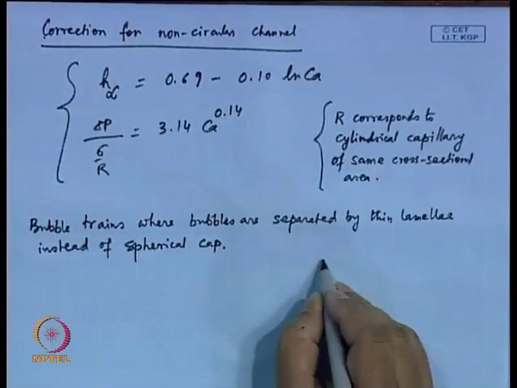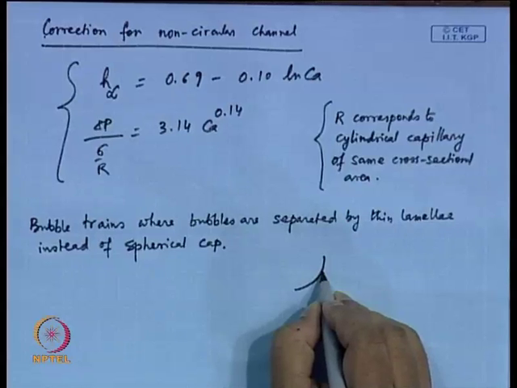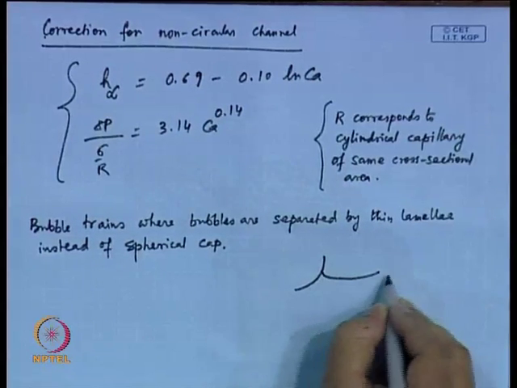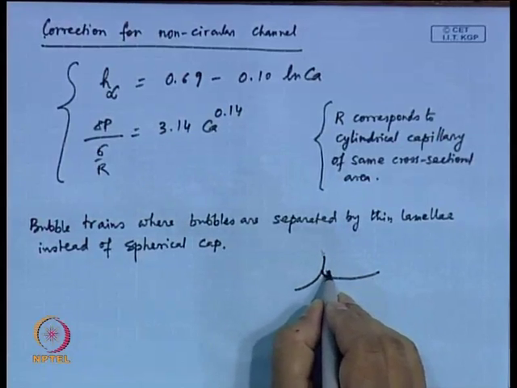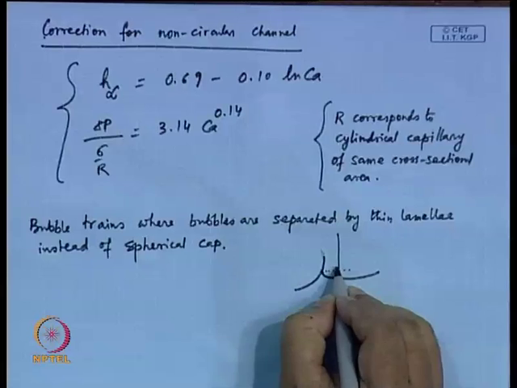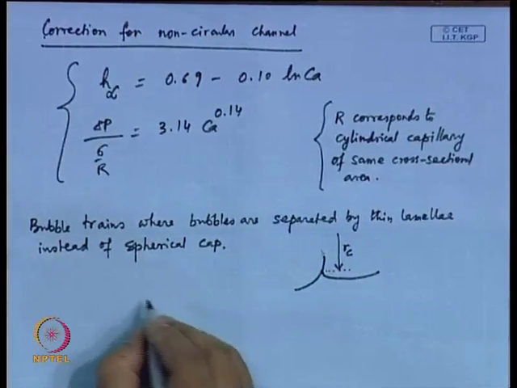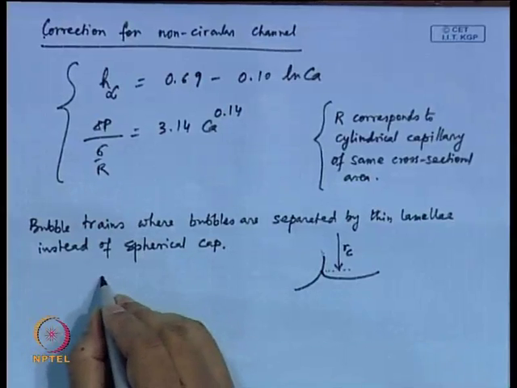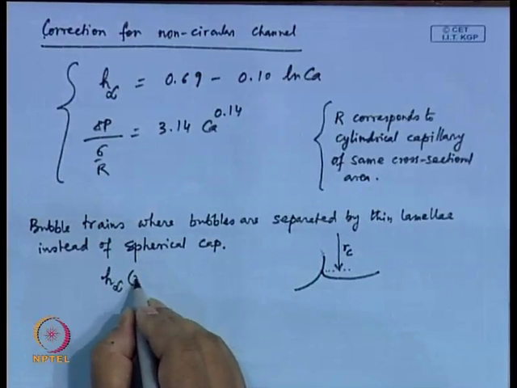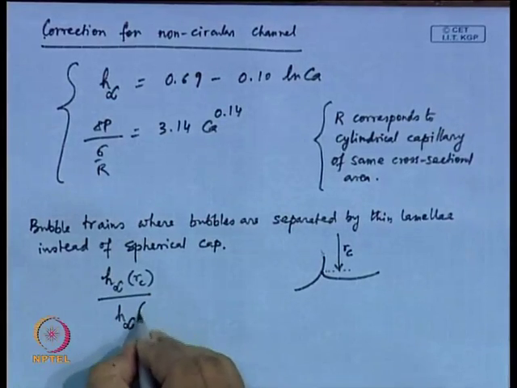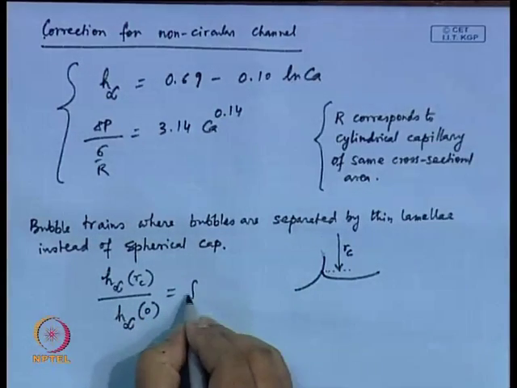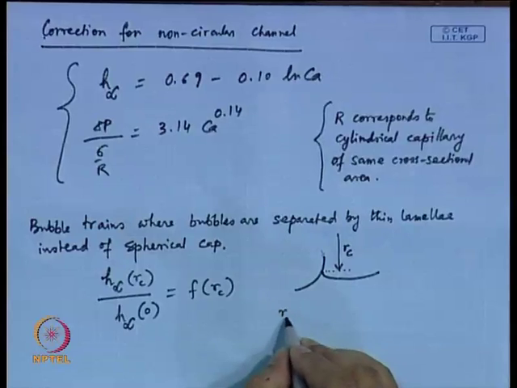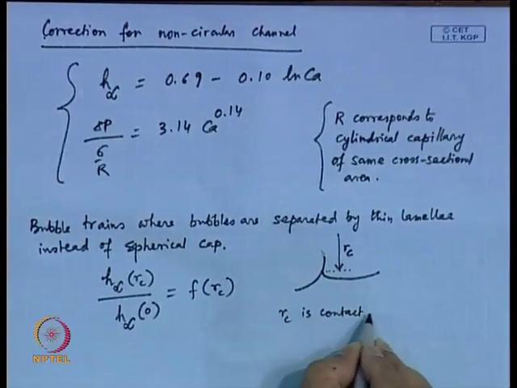Say, for example, this is one bubble, and another bubble starts from here itself. This should have been a complete cap, but that is not happening. There is just a thin lamella between the two bubbles. In that case, this radius they call RC, and they have proposed a correlation of H infinity for RC divided by H infinity for no such situation, that means the original cap intact, as a function of RC, where RC is called the contact radius.